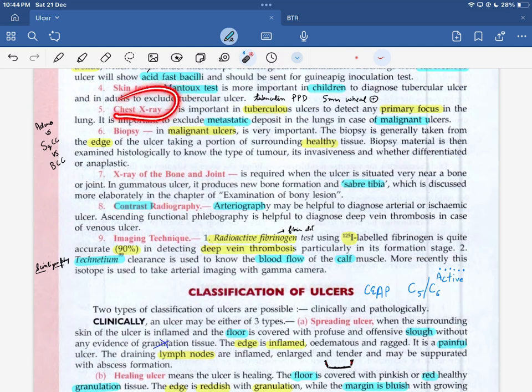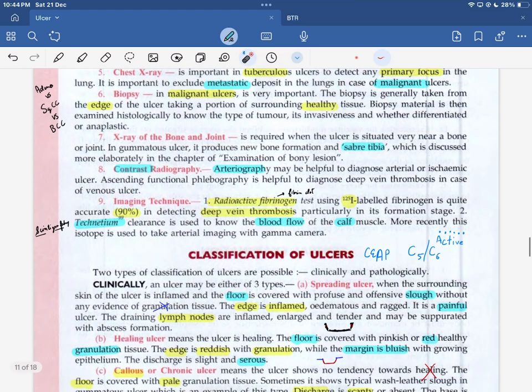And on chest x-ray, we can see tuberculosis, if it's pulmonary, right? The primary focus, Ghon's focus it's called, right? And you can see the metastatic deposits also. If we saw squamous cell carcinoma or something like that, maybe they have metastasis in the lung there, right?